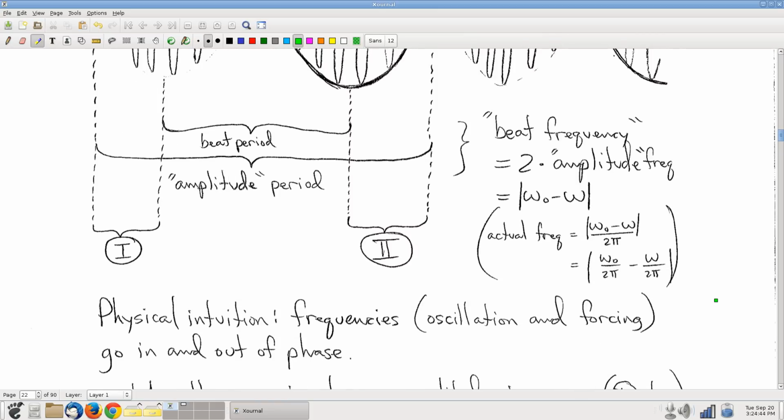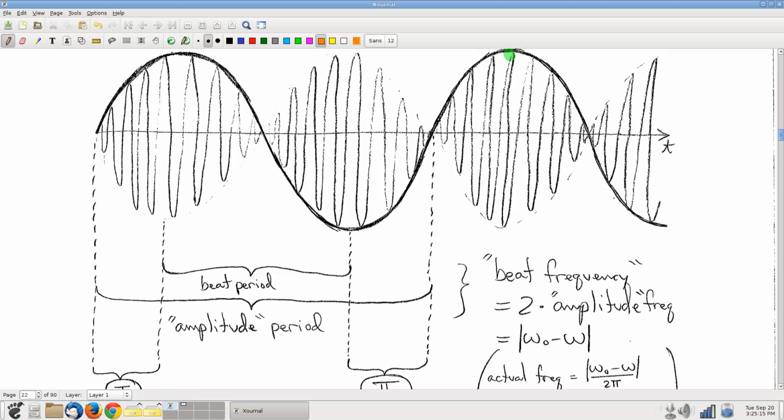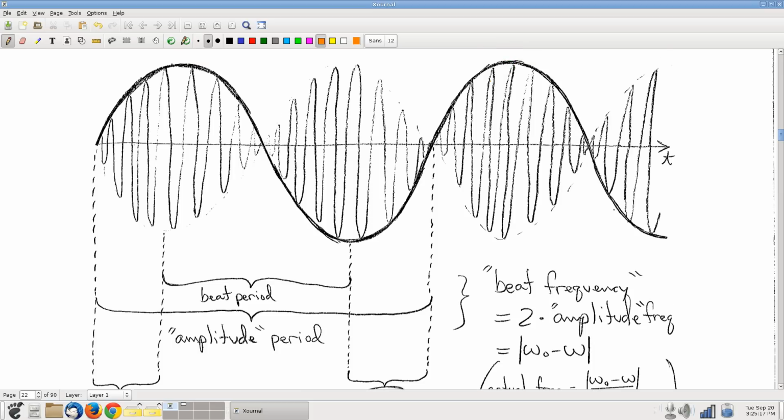Keep in mind that these frequencies are going in and out of phase. There are 2 frequencies in question. There's the oscillation, the actual up and down movement, and then there are the forces being applied to that up and down movement. So remember, we have a mass, let's say a cannonball, on a spring, moving up and down, thus the oscillation, but then we're also applying these external forces.